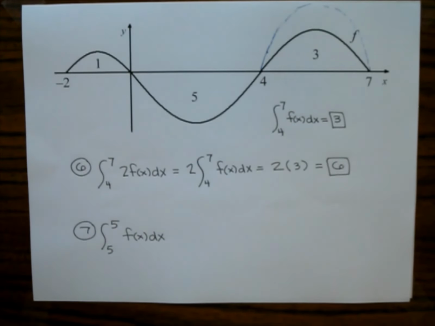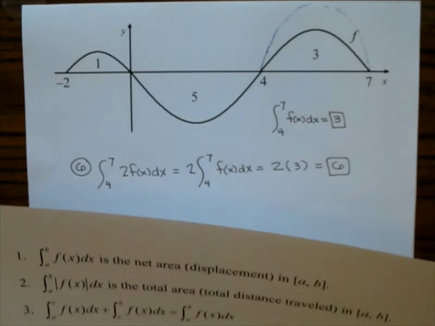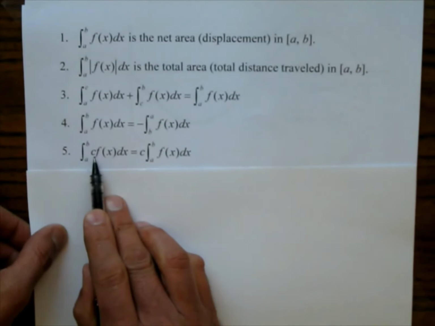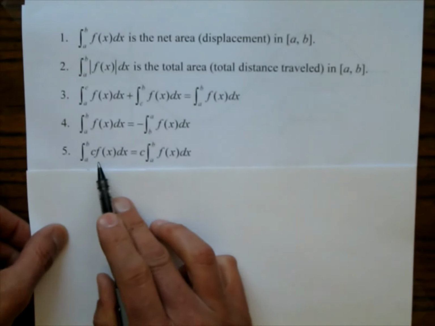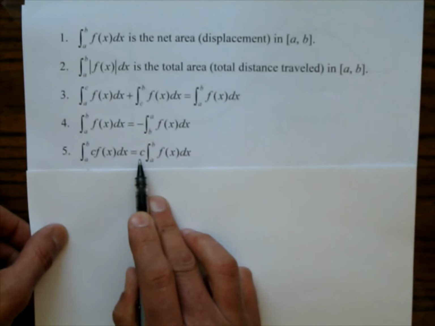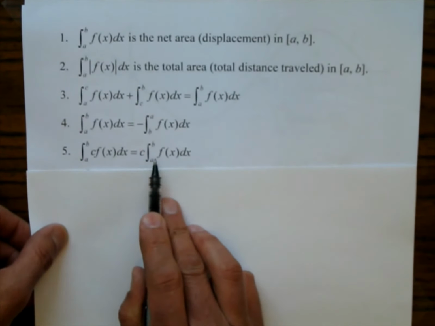This brings us to the next property. So these properties, here they are. So here's the property. It says you have a constant here. You know, I didn't say anywhere on here c is a constant, but you can pull that constant outside the integral sign. That's all it means. The integral of a constant times a function equals the constant times the integral of the function.